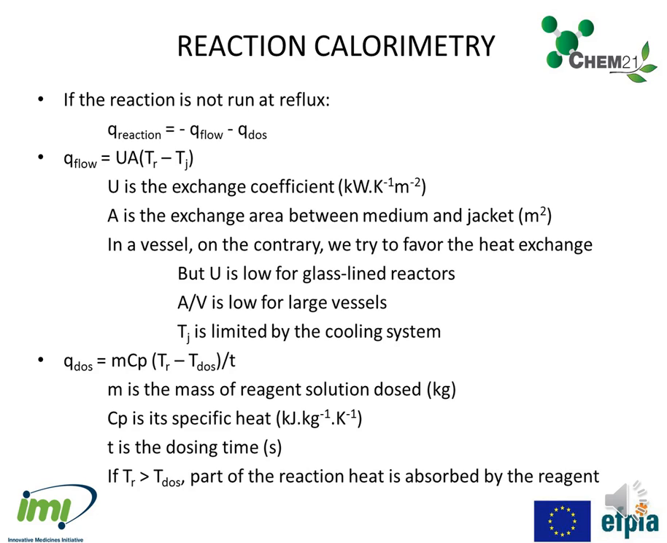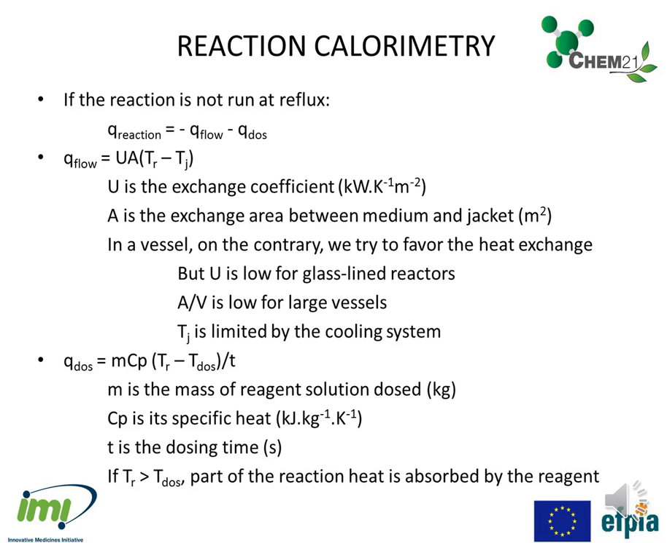Contrary to a house, in a reaction vessel, we try to favor the heat exchange in order to cool down exothermic reactions. But unfortunately, this is not easy on large scale. For glass-lined reactors, U is low. Besides, the ratio area on volume is lower for big reactors. Also, we cannot cool down as rapidly as we wish.